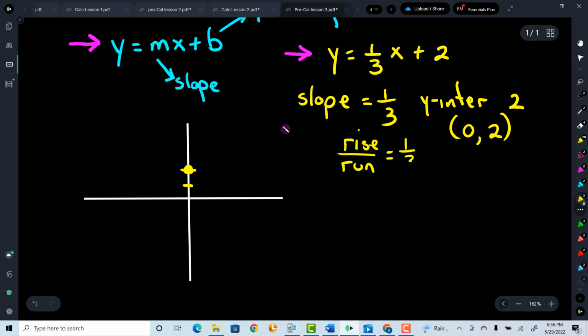In this case, it's 1/3. So I'm starting at this point. I'm going to rise 1, and I'm going to run 3. So I go up 1 over 3. There's my other point right there. Now I have my line.